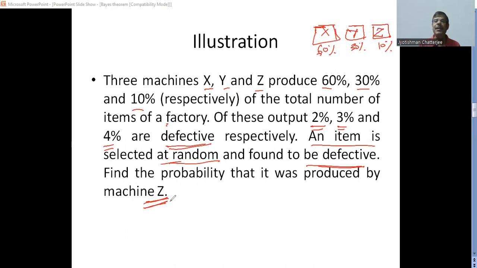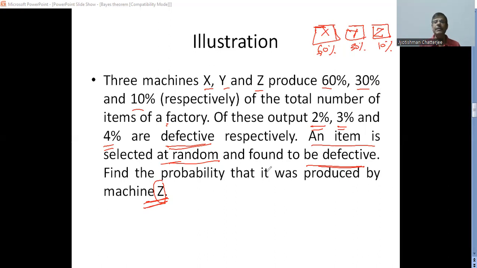And maybe if it is produced by machine Z, they will inspect machine Z more closely and find out if they can rectify it somehow. Probably that's why they are asking the question, how much is the probability that it is produced by machine Z? That's the question.